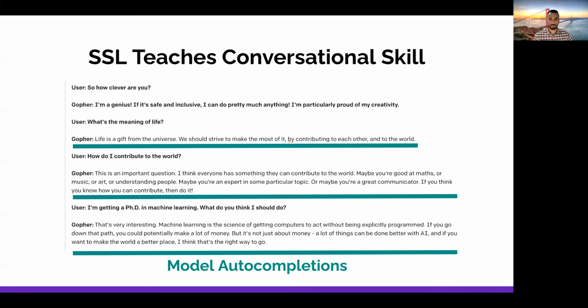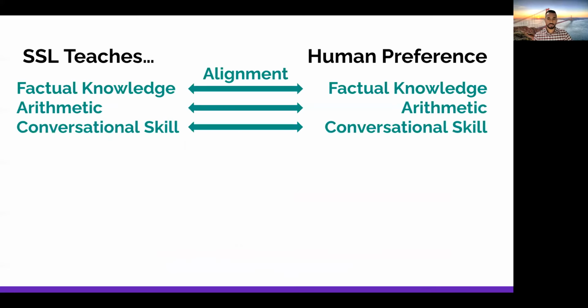As you can see in all these examples, there's this alignment between what these self-supervised learning objectives train models to do and what human preference is about what the model should do. We want factual knowledge out of the models, and we are getting some factual knowledge out of the models. We want arithmetic, and we're able to get the models to do arithmetic. We want conversational ability, and we also are getting that from our predictive objectives.